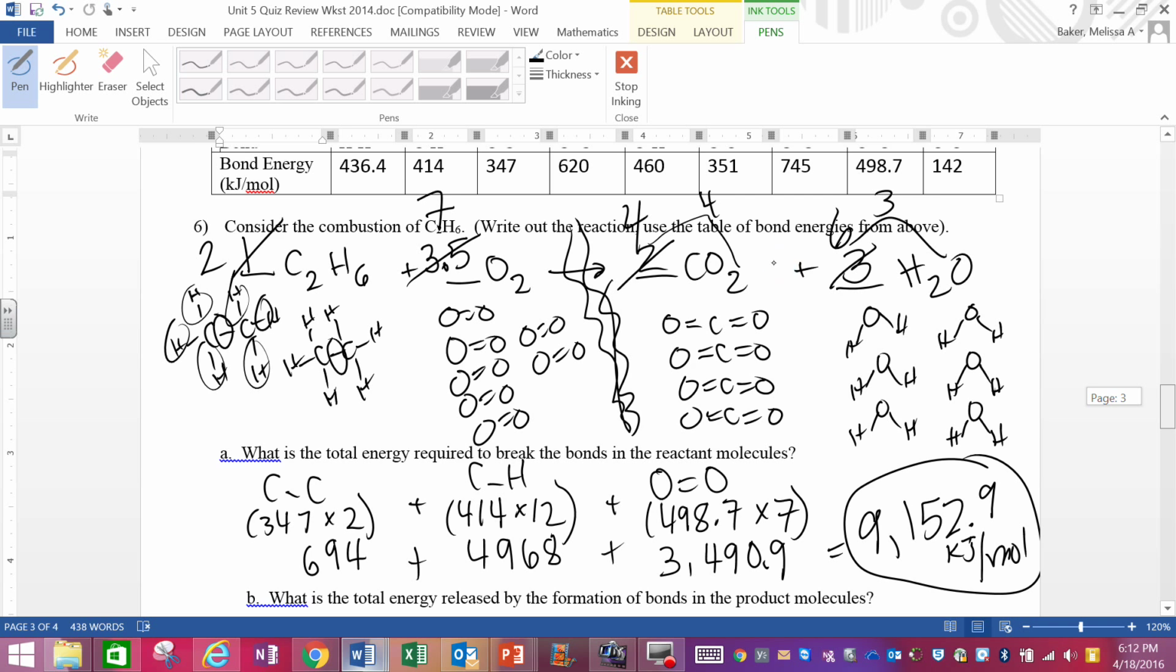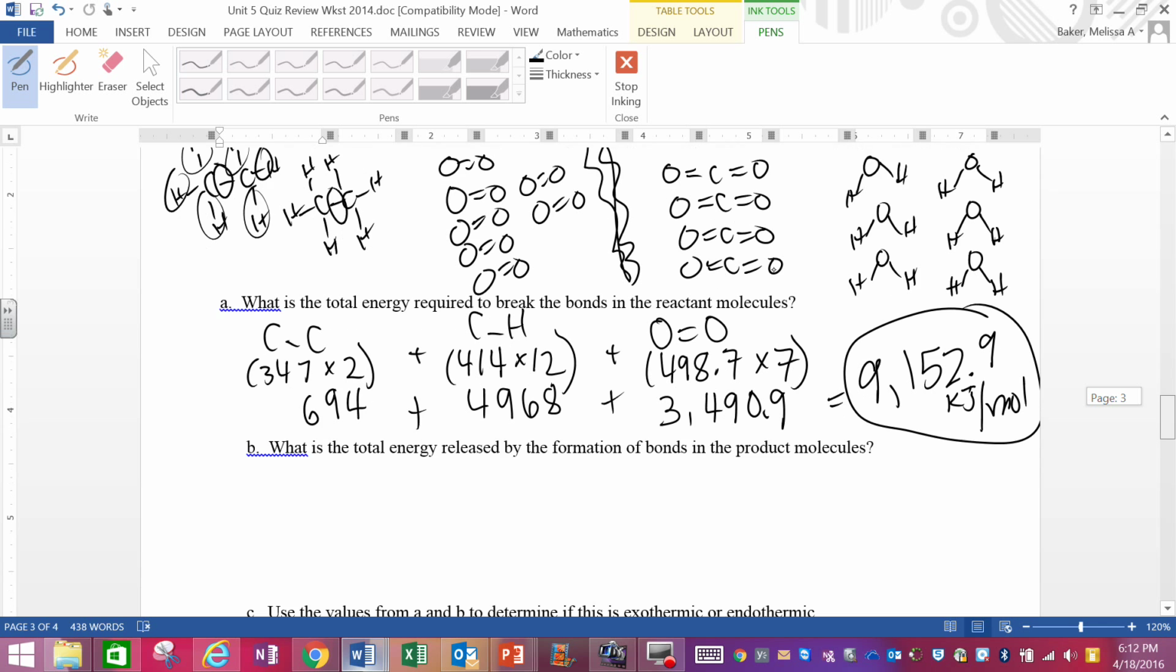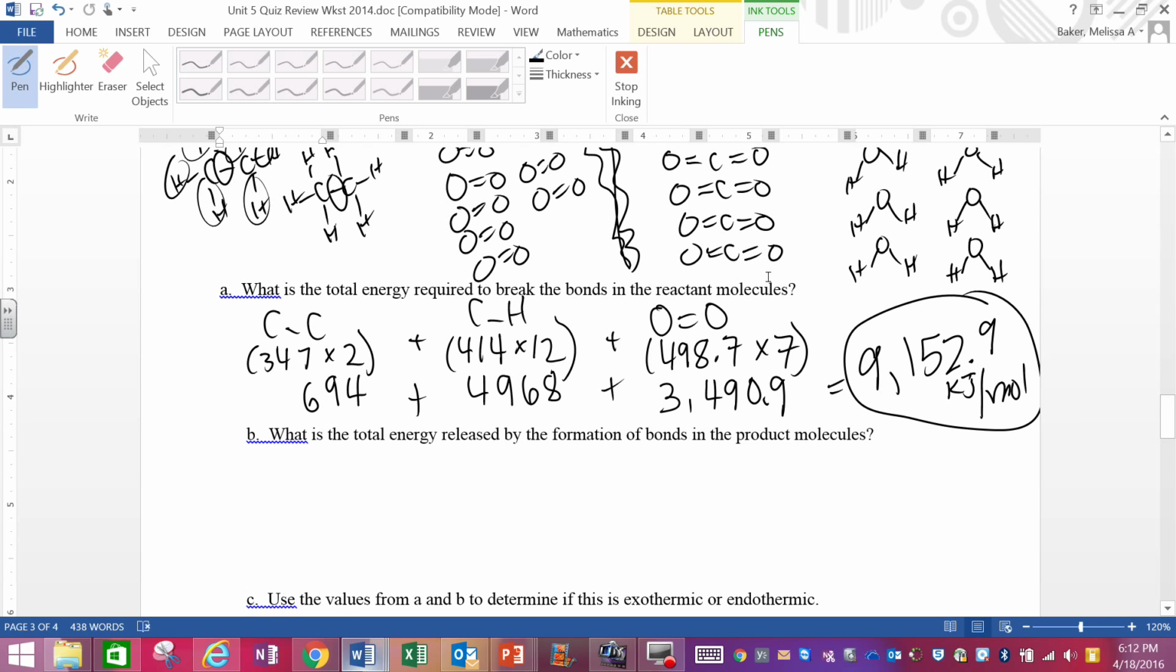All right, now the fun part. How much energy are we going to get back from making the new bonds? So, like I said, for the C double bonded to the oxygen, we're actually making 8 of those, even though we're only making 4 CO2 molecules, because as you can see from my drawing, each CO2 molecule has 2 carbons double bonded to an oxygen. It takes 745 kilojoules per mole for each carbon double bonded to an oxygen, and there's 8 of them.